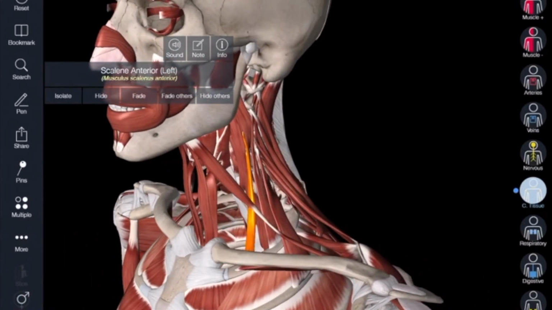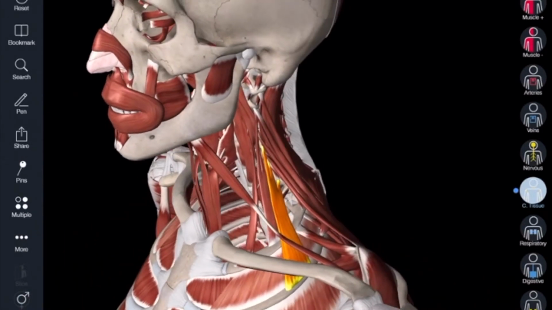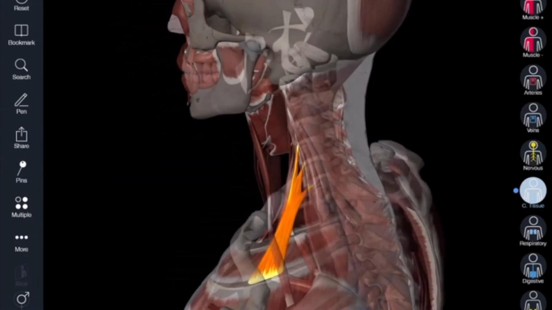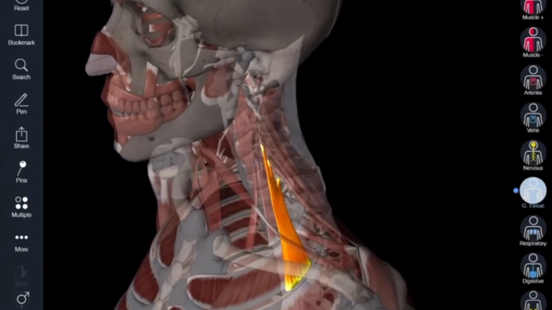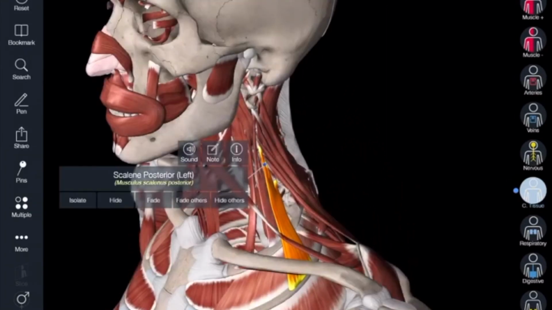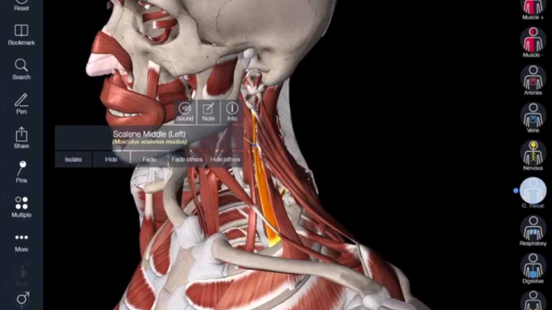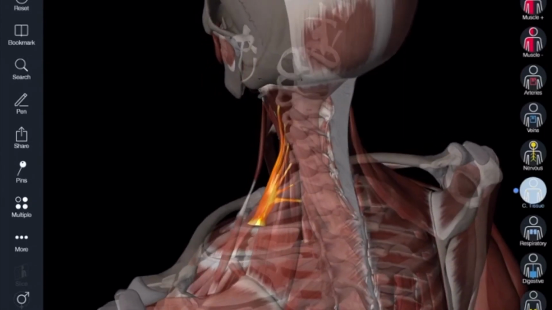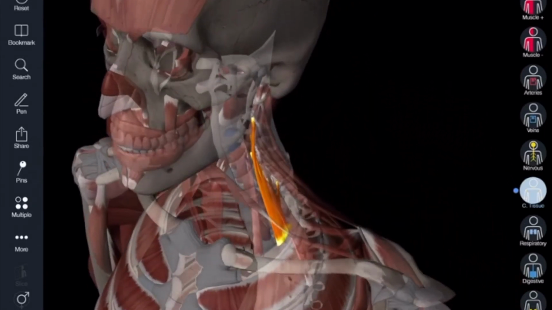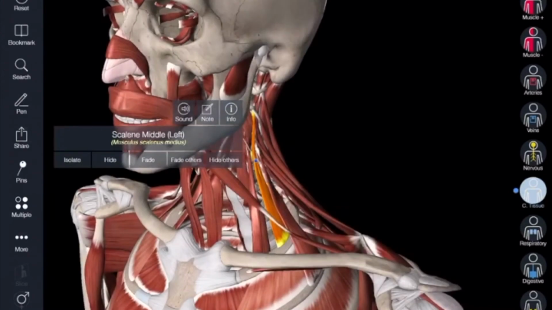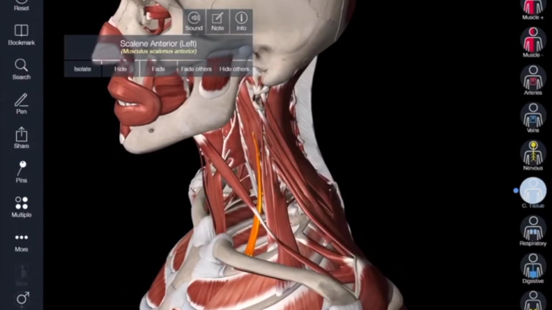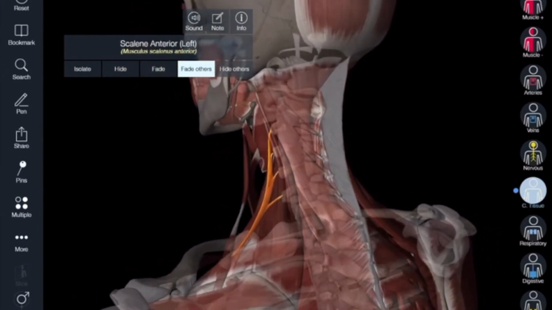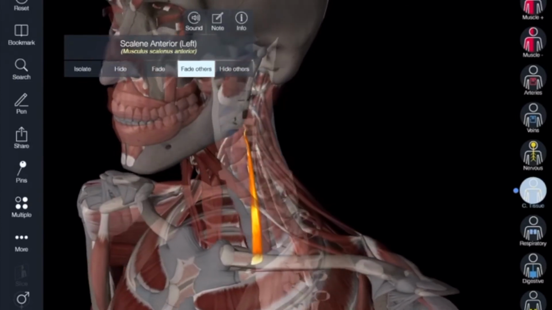So we can see that here, right? Here is posterior scalene. You can see its attachments on the transverse processes of the cervical vertebra, and then it's going down to rib 2. Here is the middle scalene. You can see its attachments to the transverse processes. It has quite a few transverse processes that it attaches to. It goes down to rib 1, and then anterior scalene, you can see its attachments here to the transverse processes, and it goes down to rib 1.